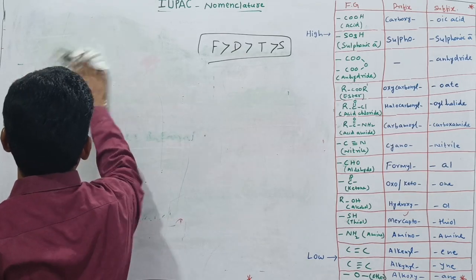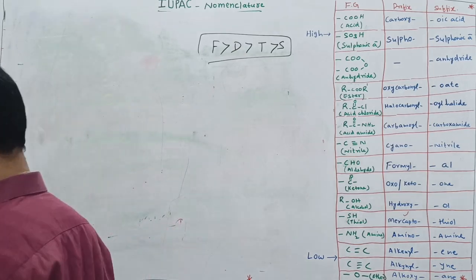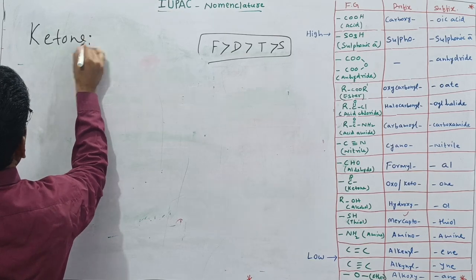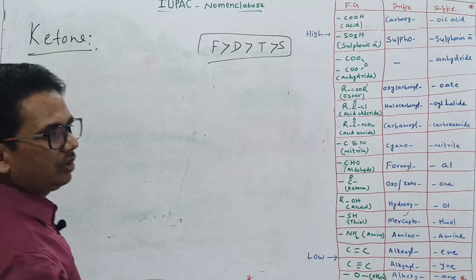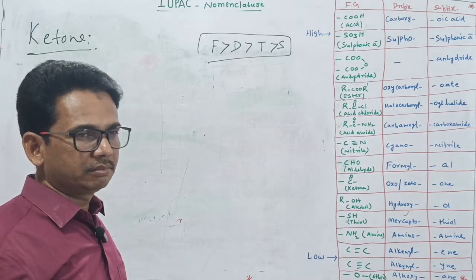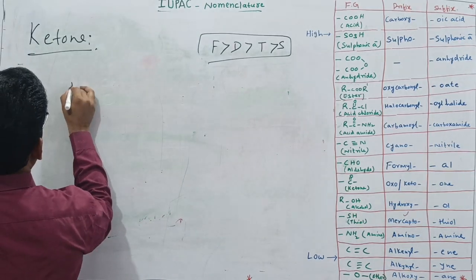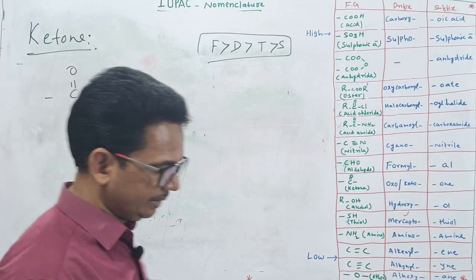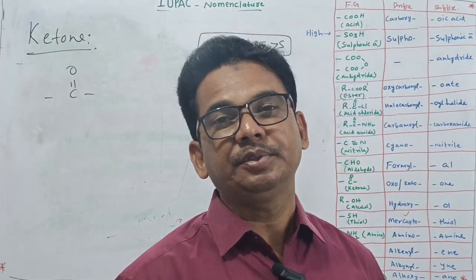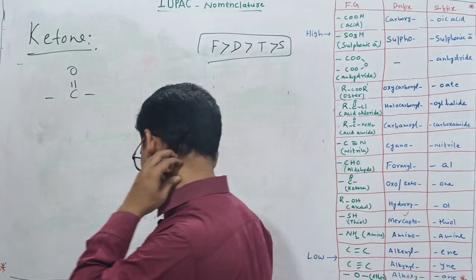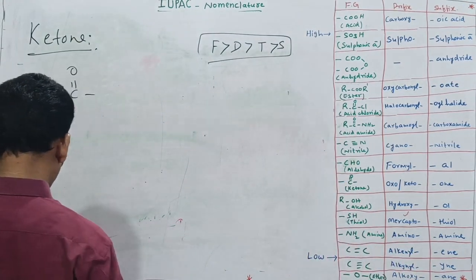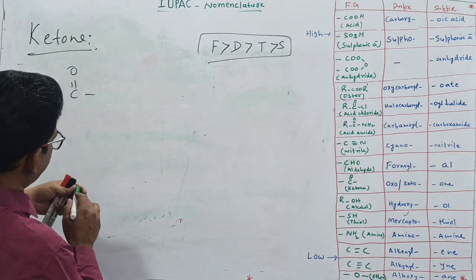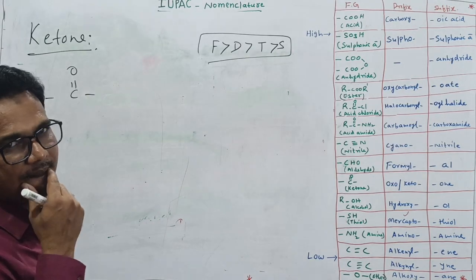Now we'll go for another functional group. Ketone. कीटोन का फंक्शनल ग्रुप क्या है? C double bond O. इस साइड भी सब्स्टिट्यूशन रहेगा, उस साइड भी सब्स्टिट्यूशन रहेगा. Okay, then how are we writing the IUPAC name for this one? How are we writing?